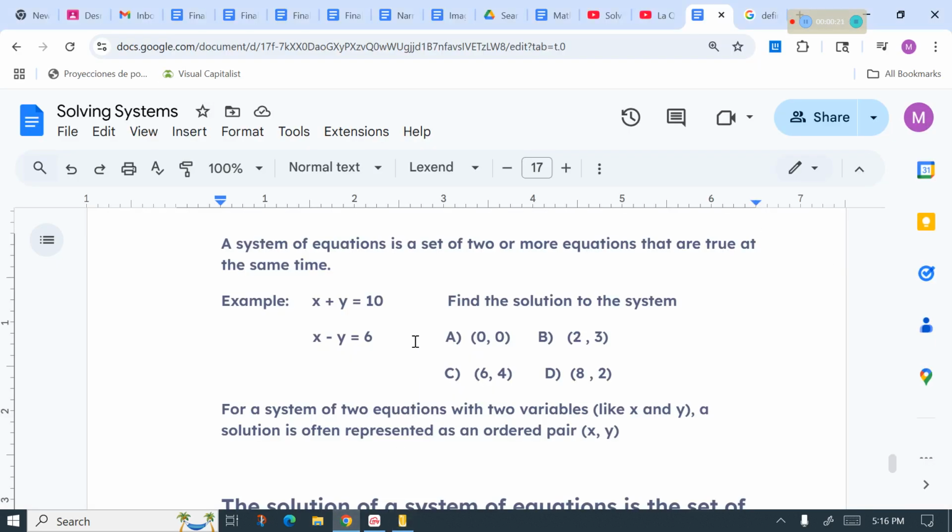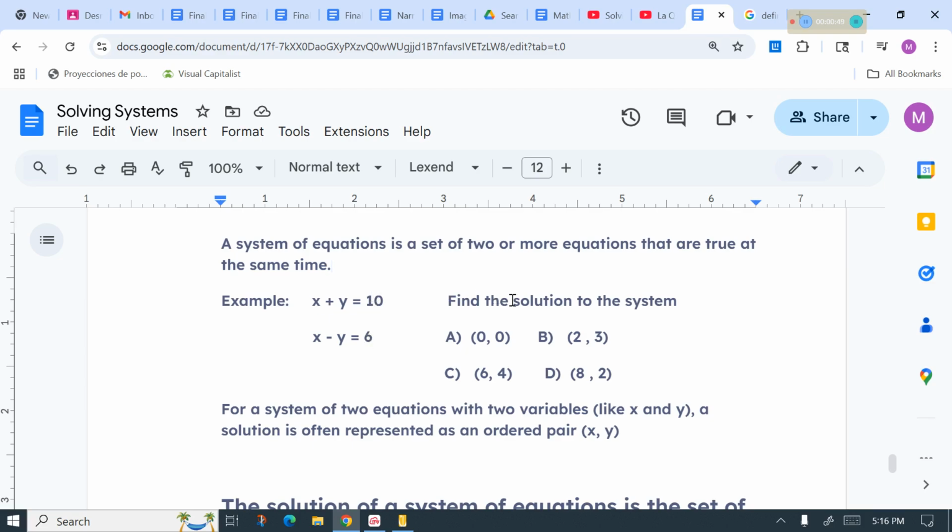Today what I want to talk about is introduction. We're just going to review systems of equations very quickly. A system of equations is a set of two or more equations that we consider to both be true at the same time. So if I look at these two equations, I have two numbers, x and y, and if I add them, I get 10. And if I take x and subtract y from it, I get 6. So what would be the two numbers that make both of these true?